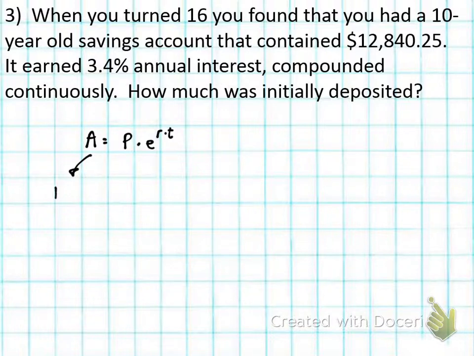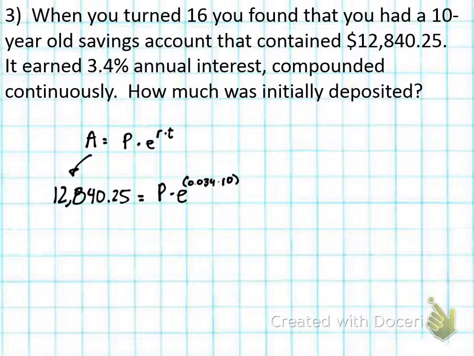So we're going to put the numbers in. We have A is equal to 12,840 and 25 cents. We don't know what the original amount is, so we're going to put P down. That's the question. And then we know e is Euler's number to the rate. How do I write the rate in this example? 0.034. Good. Times what's our time? 10 years. Okay. So I'm going to put parentheses around that calculation at the top because that's all one exponent.